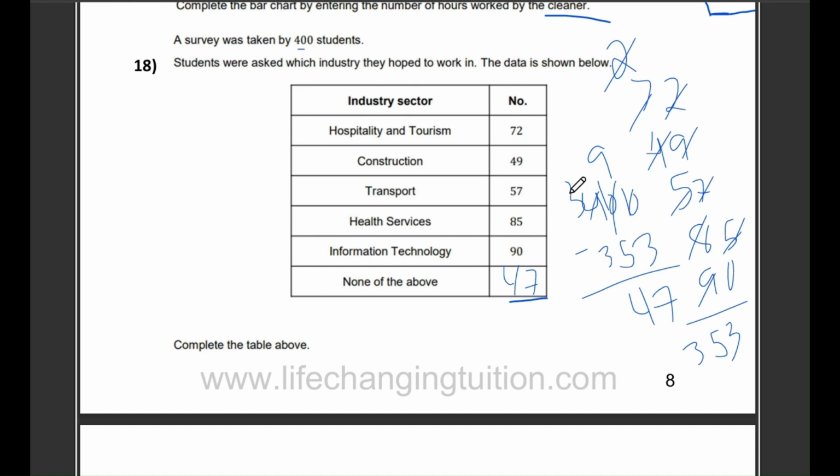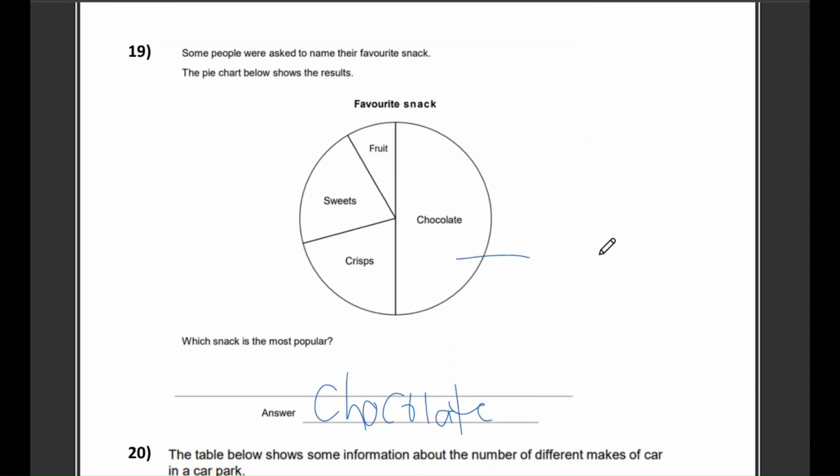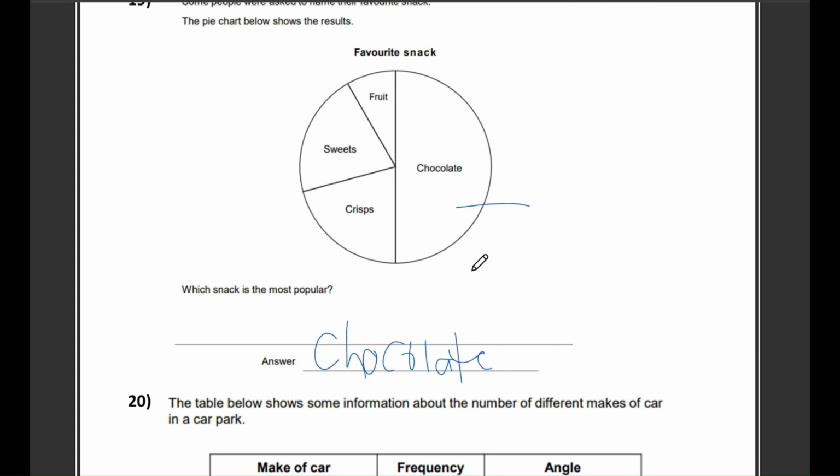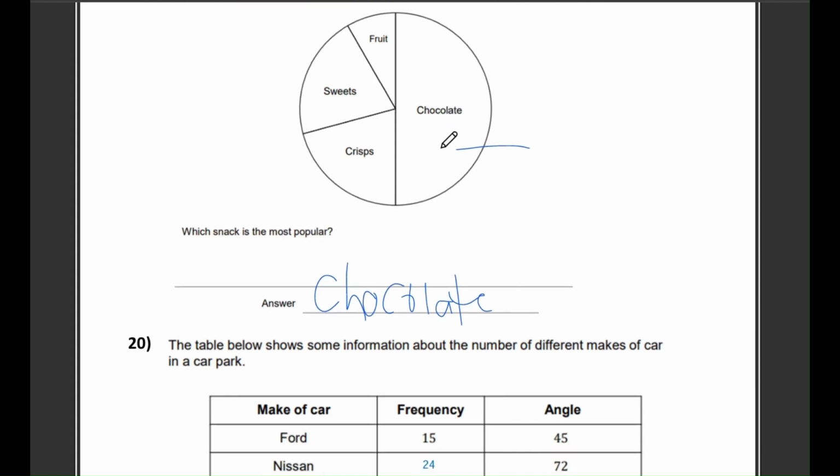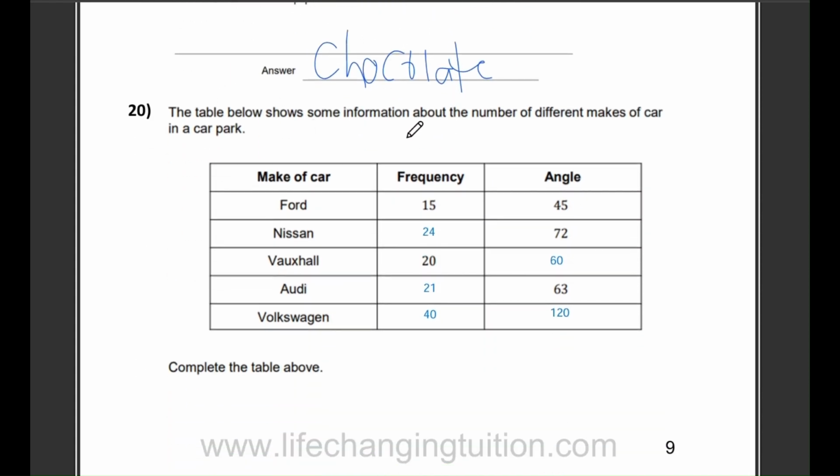Question 19. Which snack is the most popular? The answer is chocolate. If you look at the pie chart, the biggest piece represents chocolate. That means that chocolate is the most popular snack. Question 20. The table below shows some information about the number of different makes of car in a car park. Complete the table with the correct values.